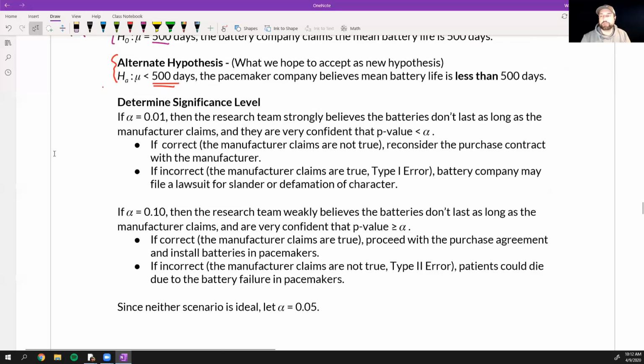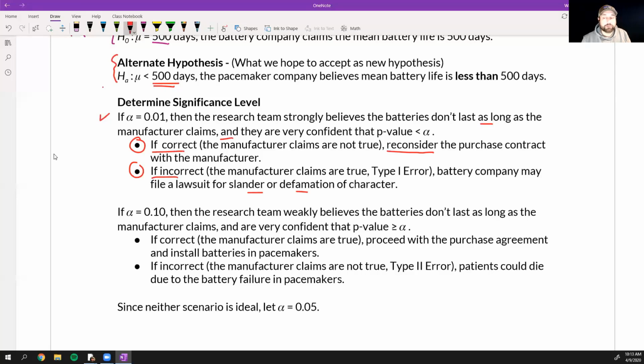If the pacemaker company sets alpha at 1%, then they strongly believe that the batteries don't last as long as the manufacturer claims. So if they're correct, they get to reject the null hypothesis and they should reconsider the purchase contract. If they're wrong, if you set the bar at 1% and you don't come in under 1%, then the pacemaker company could probably be sued for slander or defamation of character. So you have to consider the consequences of setting it at 1%.